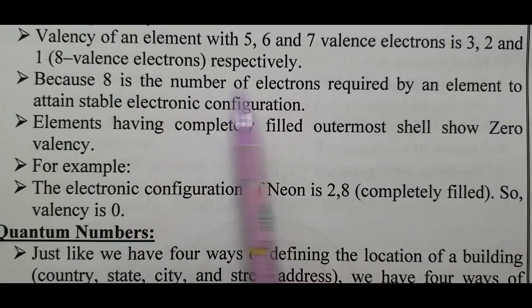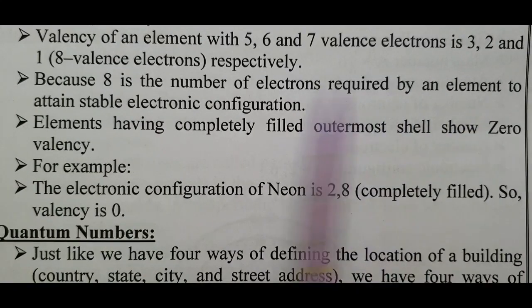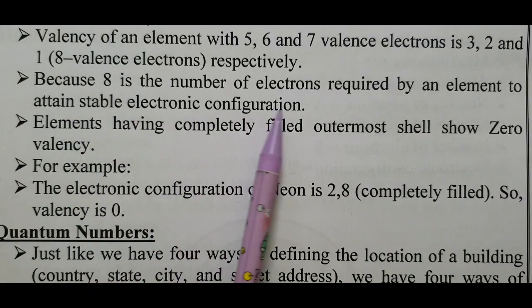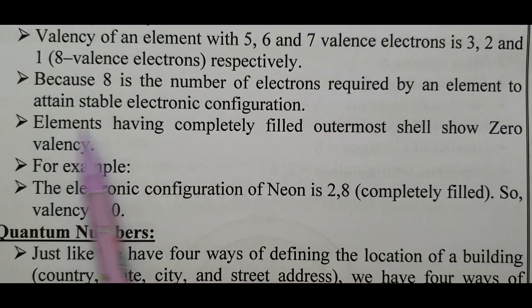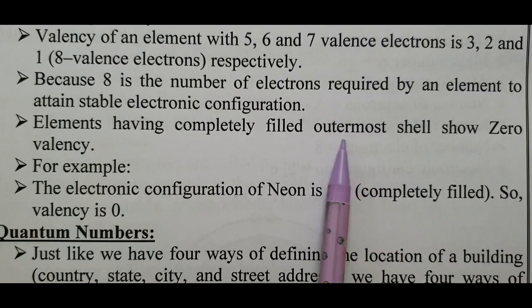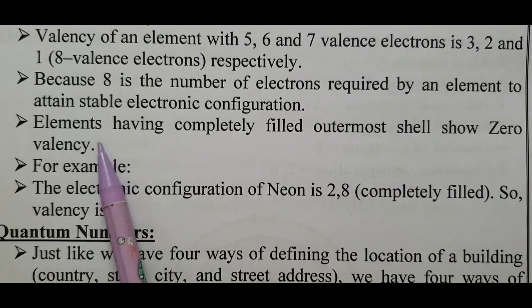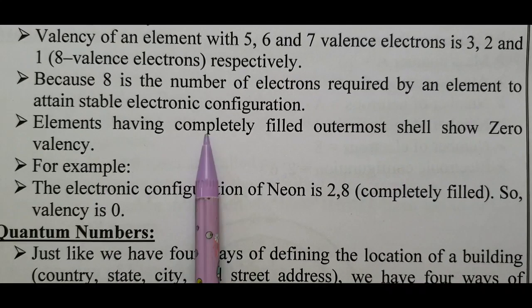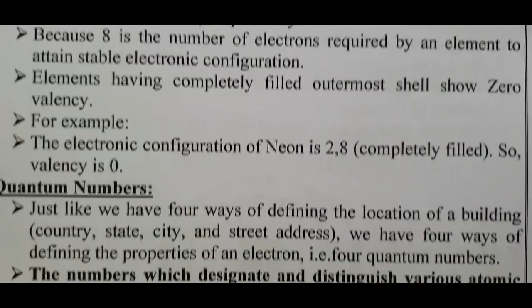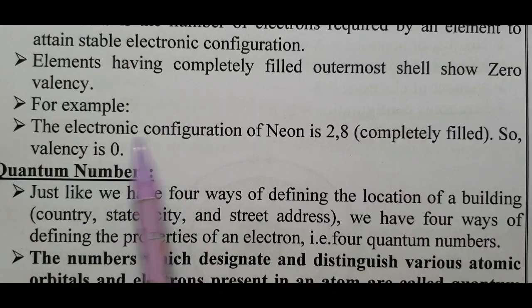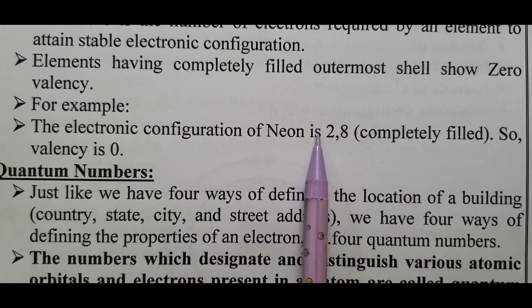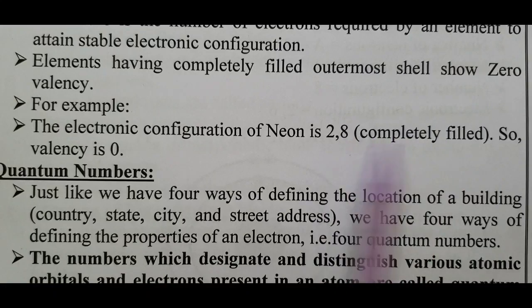Because 8 is the number of electrons required by an element to attain a stable electronic configuration. Elements having a completely filled outermost shell show 0 valency. Noble gases have 0 valency. For example, the electronic configuration of neon is 2, 8, completely filled, so the valency is 0.